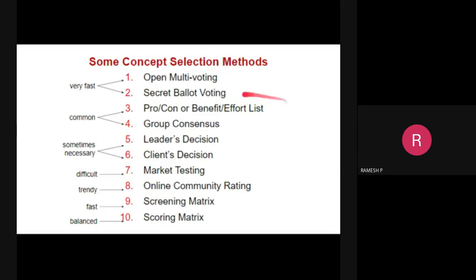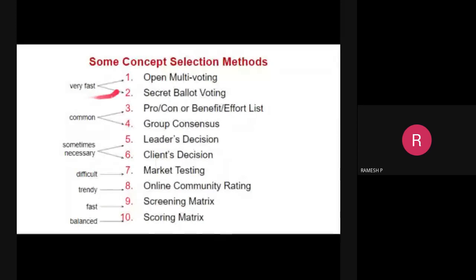Or it can be done as the most common method of understanding the pros and cons of various concepts. What are all the benefits of various concepts? What are all the various efforts to be made by the product development team? Listing out everything in a detailed way, so that from that we select one of the most promising concepts. Or else group consensus, where the multi-level expert team, based on their influential experience, may select the concept.